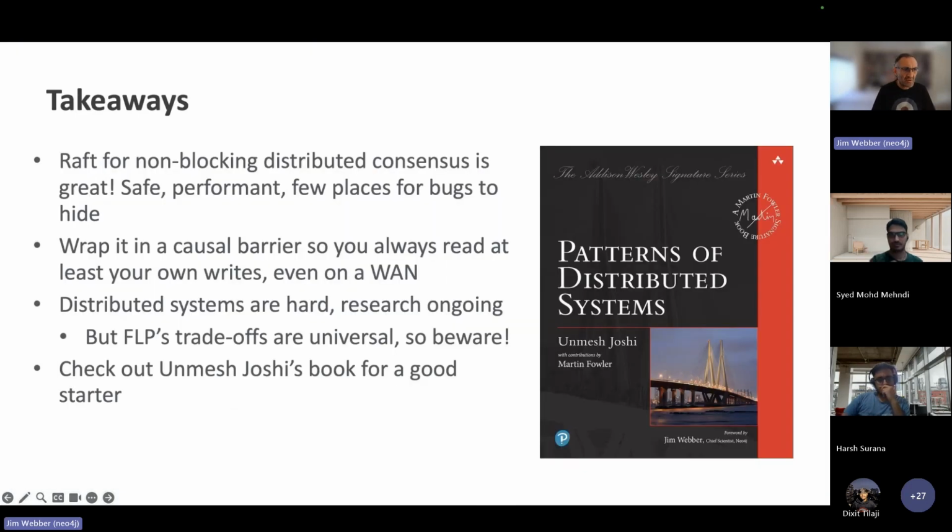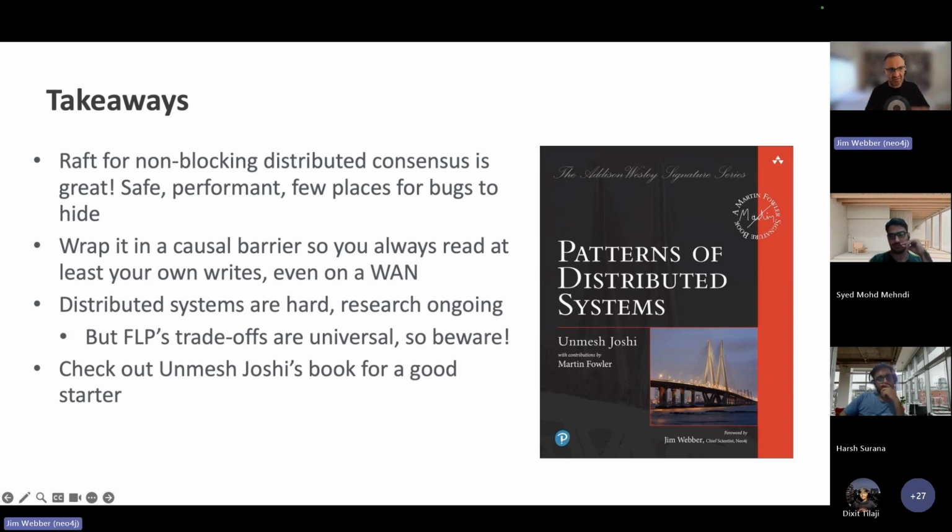So wrapping up, Raft is amazing, and I think for most distributed systems, if you're going to do consensus, Raft is the way forward. Certainly, these research prototypes are coming your way, but they're a few years out, and they need to be baked a bit more before you get your hands on them in business information systems. So Raft's great, it's safe, it's performant. There are very few places for bugs to hide. If you wrap it in a causal barrier, as Neo4j does, you can always read your own writes, even if you've deployed your system over a WAN.